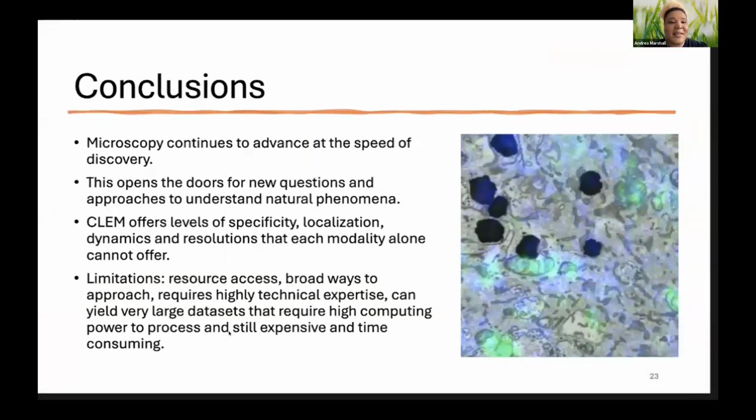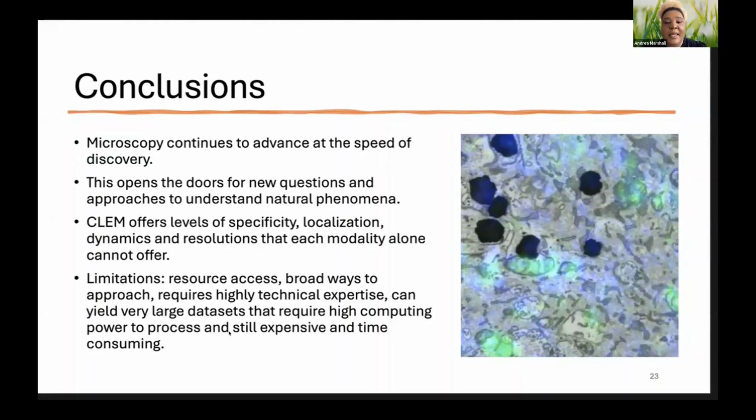And so my conclusions: microscopy is advancing at the speed of light. And so soon, the only thing that will be our limiting factor is our imagination. CLEM offers many different levels of specificity, localization, dynamics, and resolutions that each modality alone doesn't offer. Some of the limitations are resource access. So what do you have available to you? A bonus and a limitation is that there are broad ways to approach this. There are so many different types of light microscopy and EM microscopy that you can use. So it could be a bit daunting for starting. But that's why I highly recommend going to your technical resources.